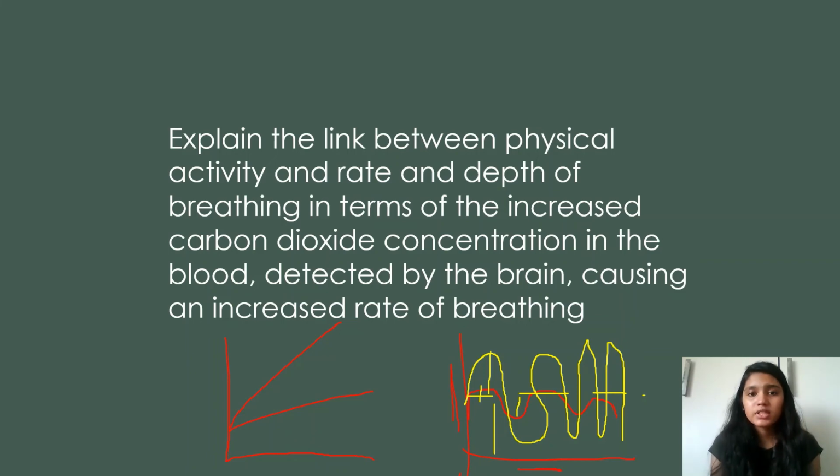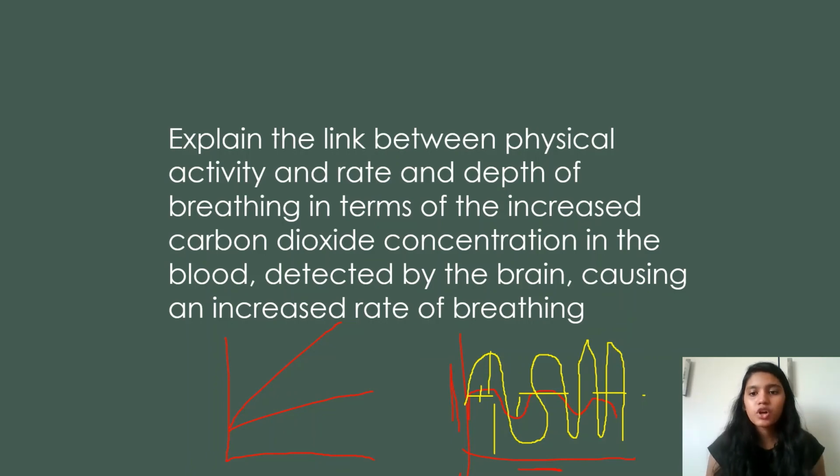Now, basically what happens is when your muscles are working faster, there's a greater production of carbon dioxide in your blood. Carbon dioxide, if you dissolve it in water, is weakly acidic. So it forms carbonic acid. So when there's a greater concentration of carbon dioxide in the blood, your blood pH decreases because of an increase in carbonic acid. Now this lower pH is detected by the brain. So the brain instructs you to breathe faster and deeper because it has to bring the blood back to its original pH.